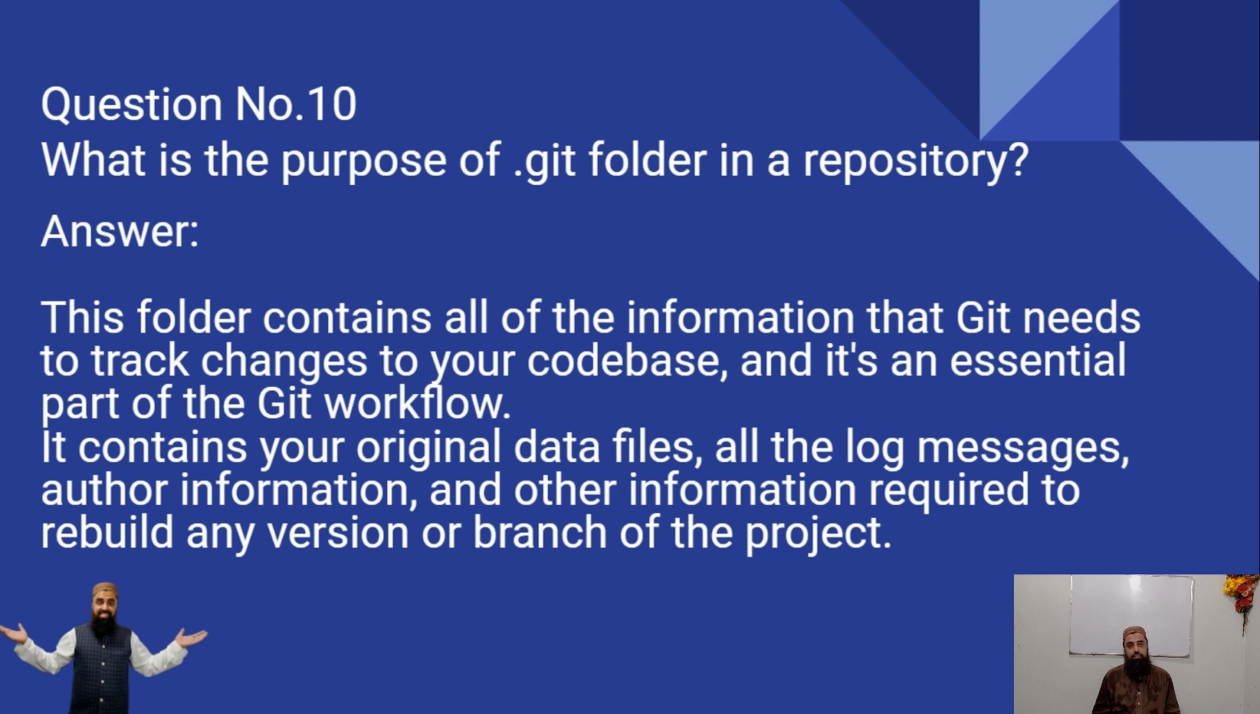And once that repository was initialized, we saw that we had .git, a hidden folder, and I told you that it is just like a database of the Git repository, which contains objects, commits, and logs, commit history, revisions, etc. So this is actually the key folder of any Git repository, and it contains your original data files, all the log messages, author information, and other information required to rebuild any version or branch of the project. Without the .git folder, you cannot work on Git, you cannot track changes to your code.